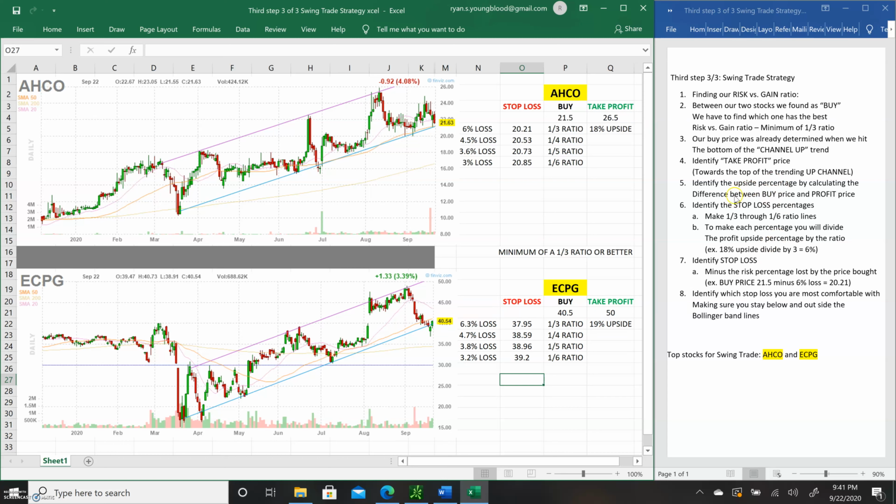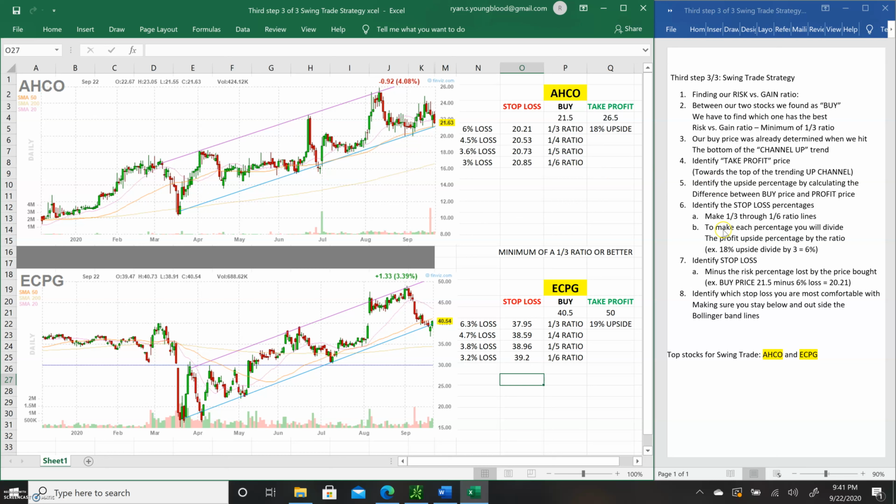Okay, next after that, you're going to identify the stop loss percentages. So here's the stop loss percentages. Now this is going to take a bit more calculations. So how we're going to do that is we're going to first write down all our ratios. We want 1-to-3 ratio, 1-to-4 ratio, 1-to-5 ratio, 1-to-6 ratio. First, write all those down right there.